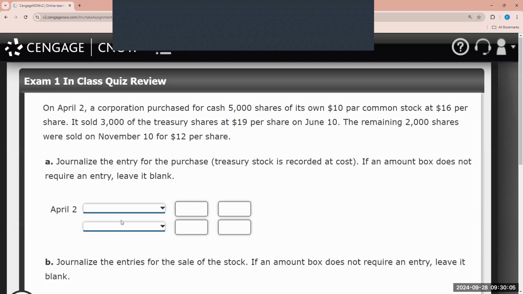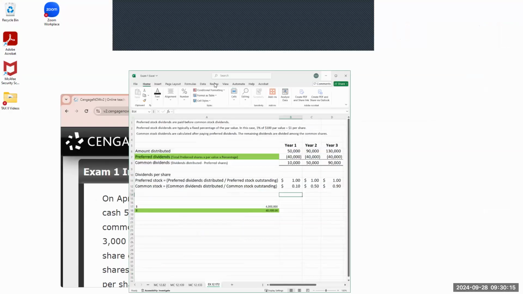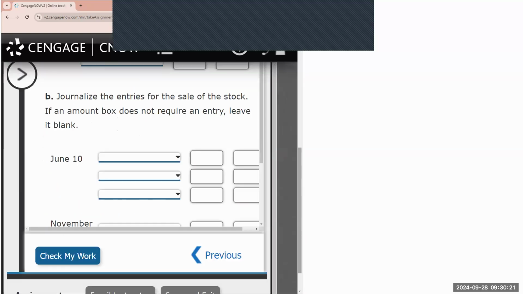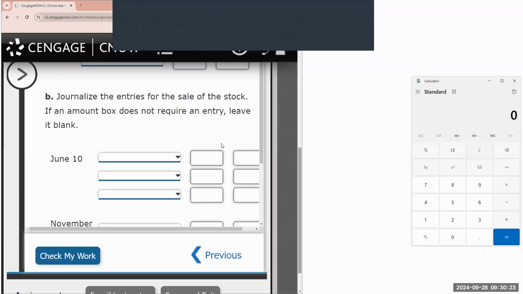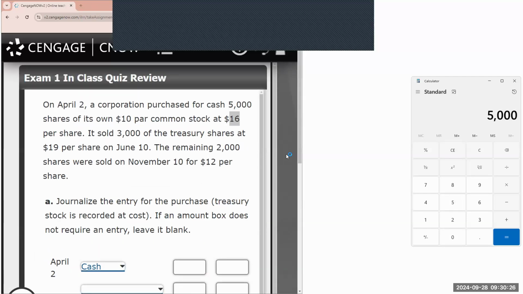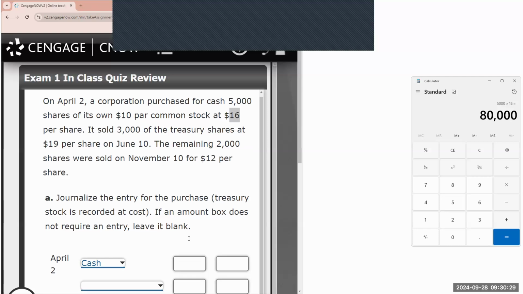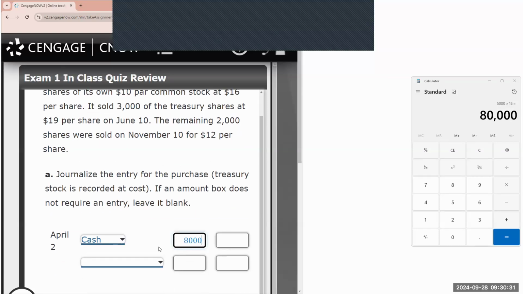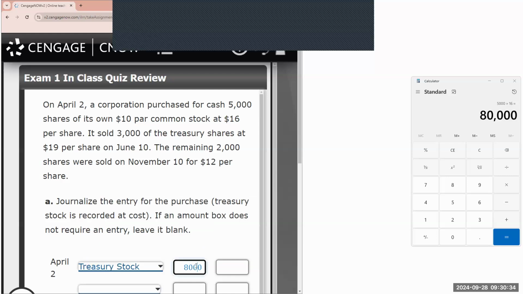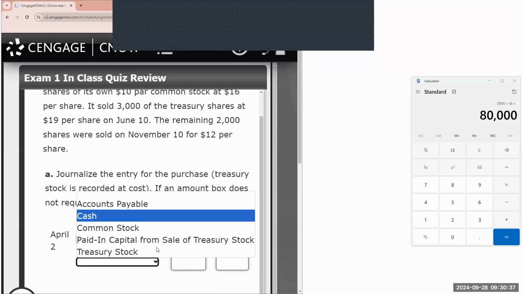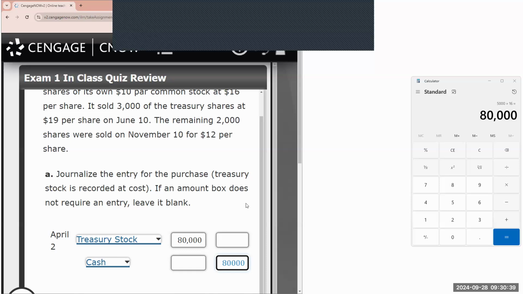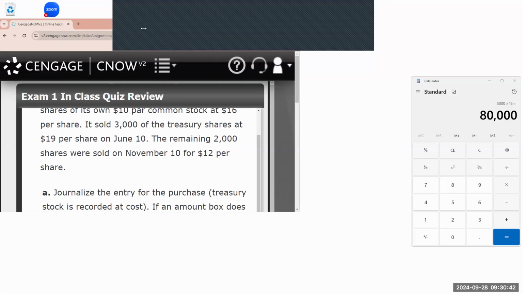So for A, 5,000 shares were purchased at $16. So we know that we're paying cash, and our journal entry is going to be as follows. We debit treasury stock for 80,000, 5,000 times 16, and we're paying cash of 80,000. So we credit our cash account for the 80,000.